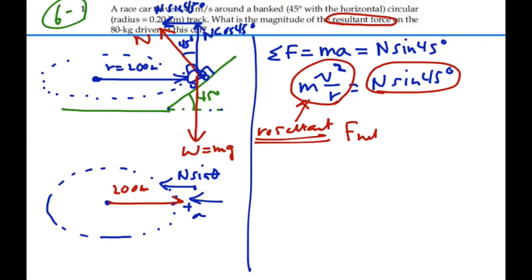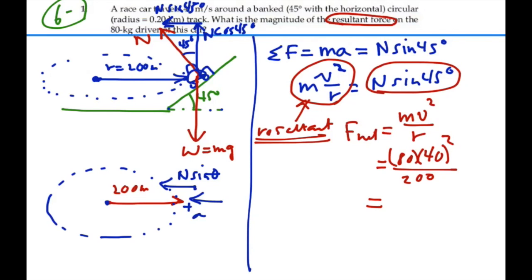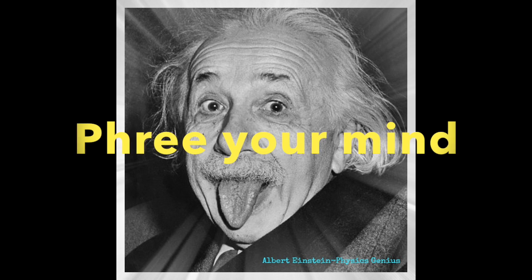So our net force is indeed just the mass times the velocity squared over r, and in this case that would be the 80 kilograms for the driver, moving at 40 meters per second squared over a radius of 200 meters, and that gives us what? 80 times 40 squared divided by 200, 640 newtons. So our net force, our resultant force, is 640 newtons inward to the center of the circle.